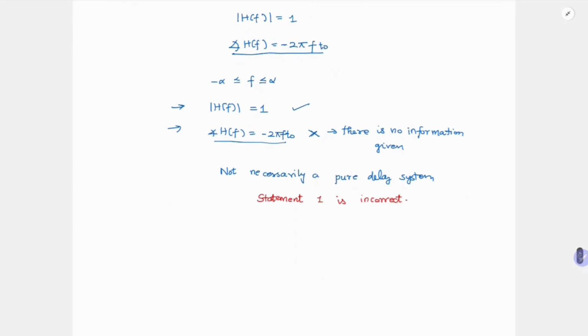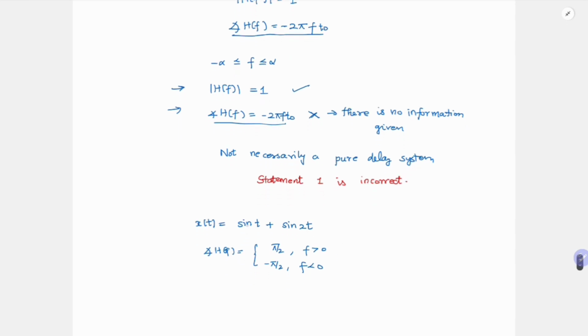Now I'll give an example of why phase is also important. Let's say your x(t) is sin t plus sin 2t. Let's say the phase of H(f) is some constant, say pi by 2 for f greater than 0 and minus pi by 2 for f less than 0. I am saying this because sin t is a real function, so y(t) should also be real, and your H(f) phase response should be an odd function.